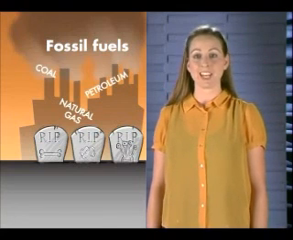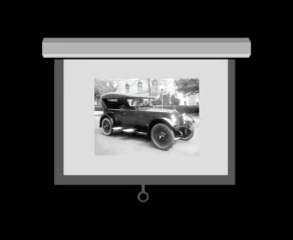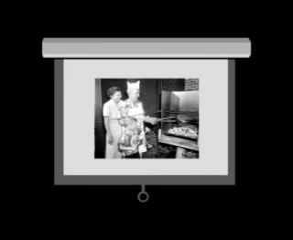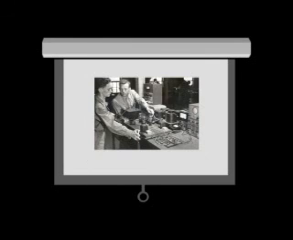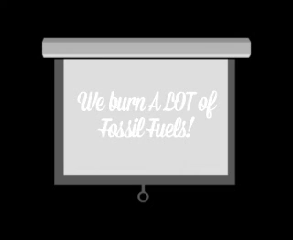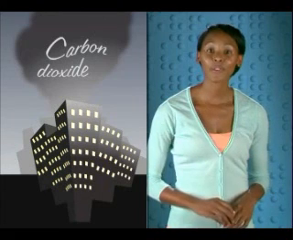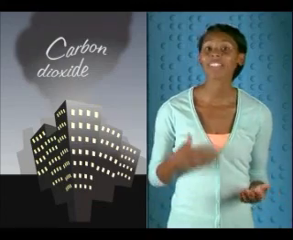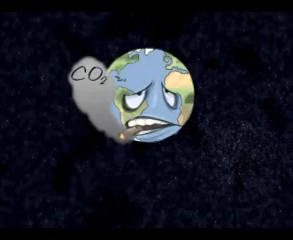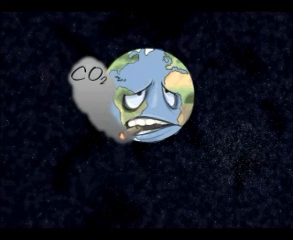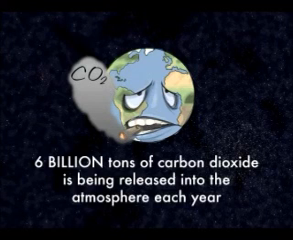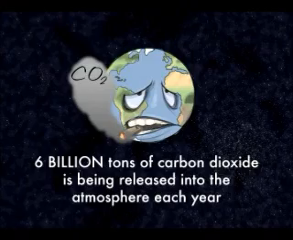Coal, petroleum, and natural gas are all fossil fuels. Humans burn fossil fuels for things like transportation, manufacturing, cooking, heating, and electricity. In other words, we burn a lot of fossil fuels. When fossil fuels are burned, the carbon they contain is released back into the atmosphere. Unfortunately, human society is burning fossil fuels at an alarming rate. Something like 6 billion tons of carbon dioxide is being released into the atmosphere each year due to the burning of fossil fuels. That's way more than normal.